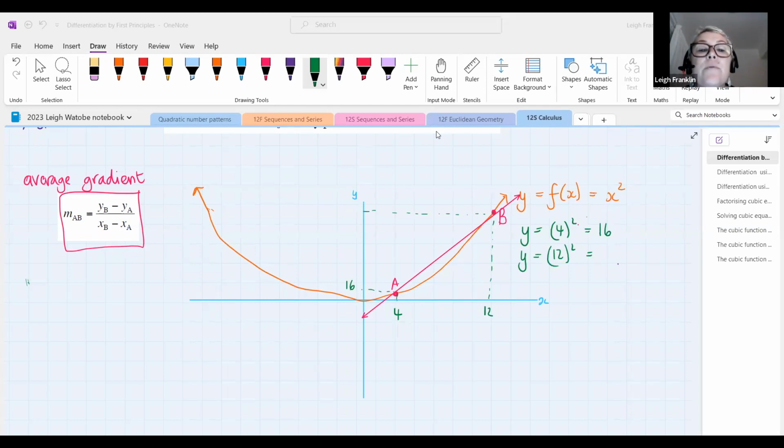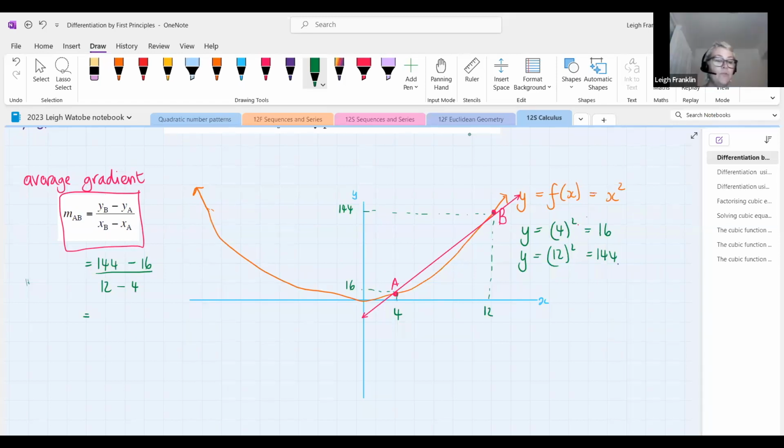That's it. Okay, 144. So if I want to work out the average gradient of line AB, I would say my change in y, so 144 minus 16, over my change in x, so that would be 12 minus 4.